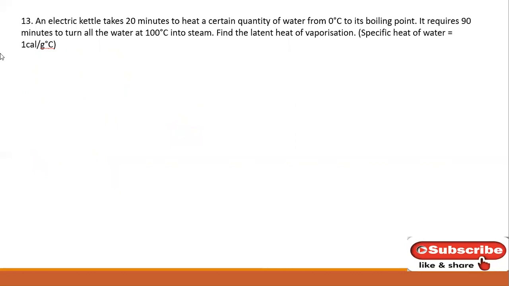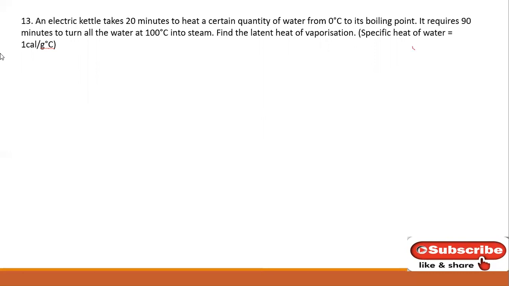Question number 13. An electric kettle takes 20 minutes to heat a certain quantity of water from 0 degrees Celsius to its boiling point. So to reach the boiling point, it will take 20 minutes. The liquid is water, and we know that the boiling point of water is 100 degrees Celsius. So to convert from 0 to 100 degrees Celsius, it will take 20 minutes. Now, it requires 90 minutes to turn all the water at 100 degrees Celsius into steam. Find the latent heat of vaporization.